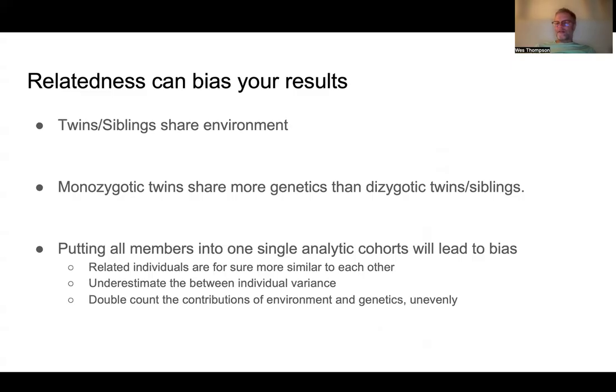For example, doing mixed effects models with a random effect of family would be one way to at least partially control for this type of relatedness.